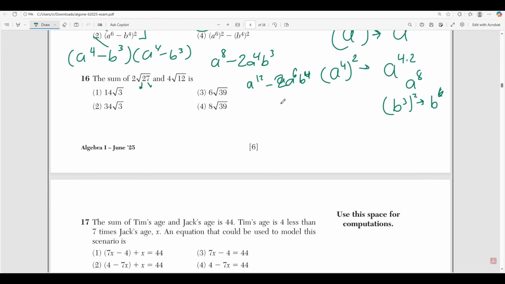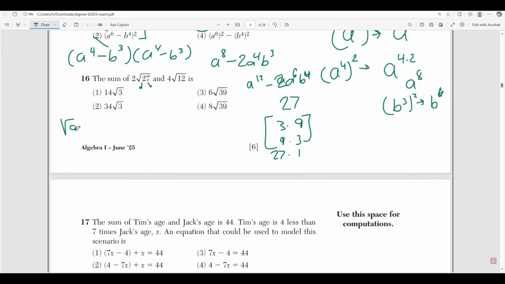This is what I mean. If I look at 27, what are the factors of 27? 3 times 9, 9 times 3, 27 times 1. Which one of these has a perfect square? Oh, both of these have a perfect square, 3 times 9 and 9 times 3. What's the perfect square here? 9. So I'll show you why that's important.